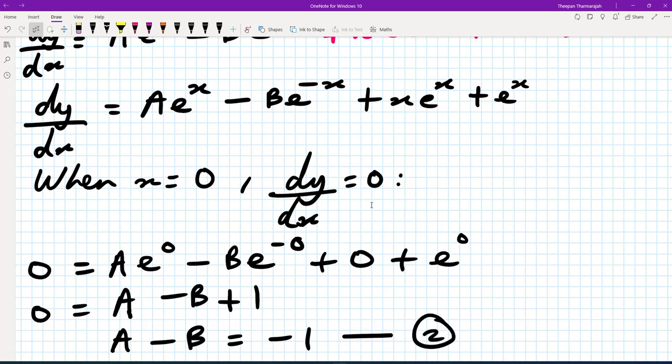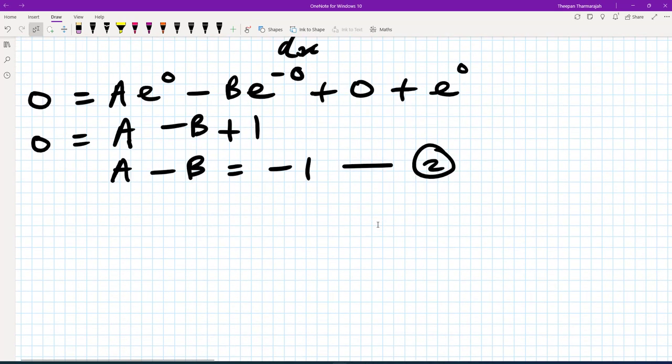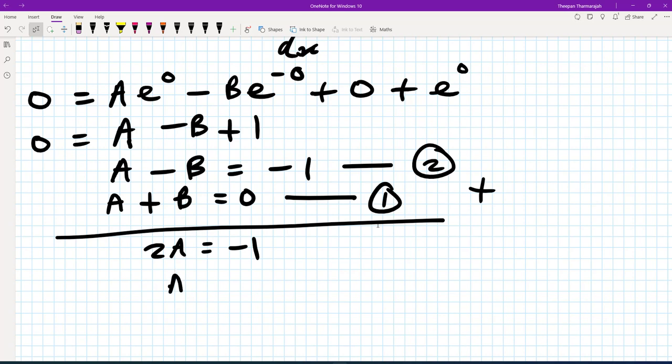So I'm going to write equation 1 underneath it and solve it simultaneously, which is a plus b equals 0. So a plus b equals 0 is our first equation. So we can add both equations together. So we get 2a equals minus 1. A is minus a half. And we can solve b and say minus a half plus b must be 0.